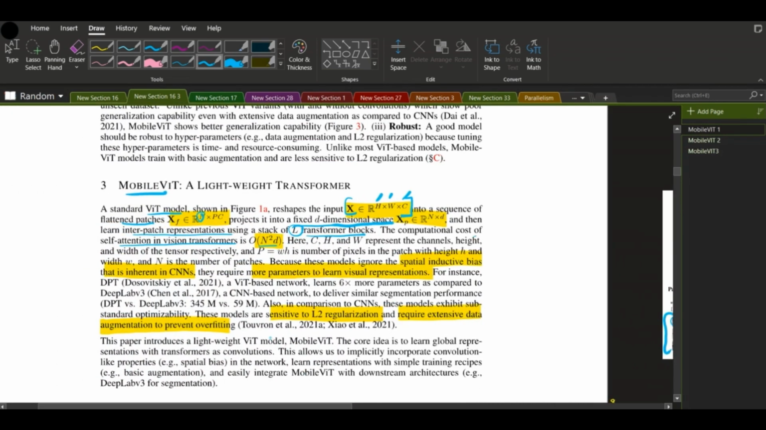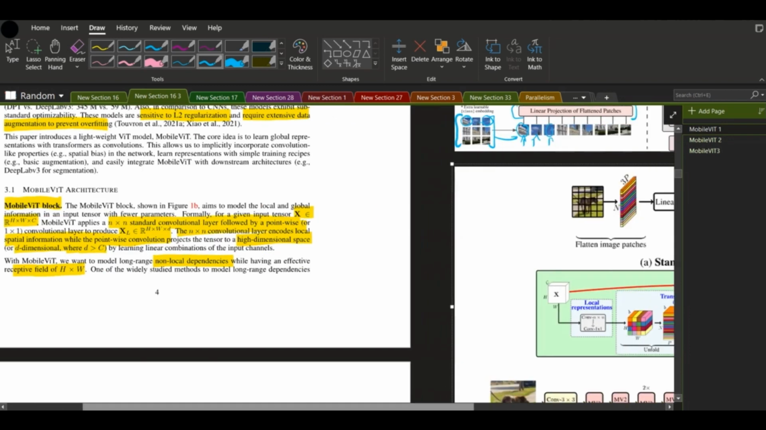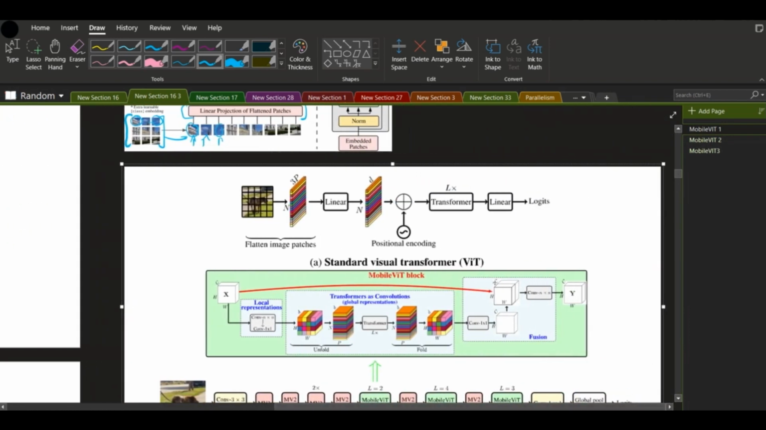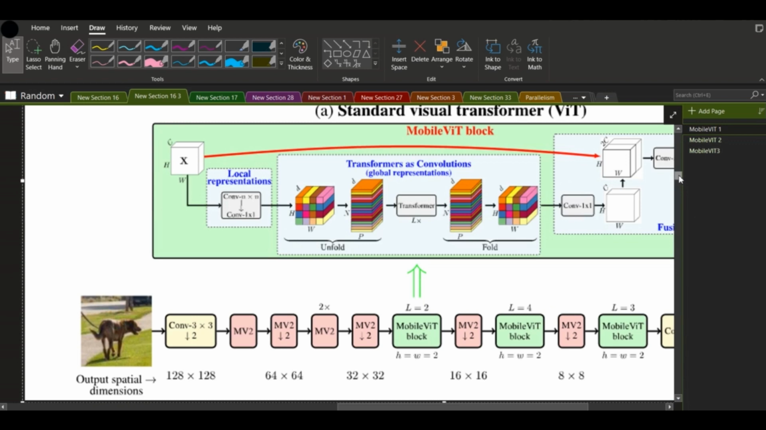So let's continue and look into the architecture. Looking into the mobile architecture, what I've done is paste this image here so that I can explain it from a visual perspective. So let me just zoom in here.